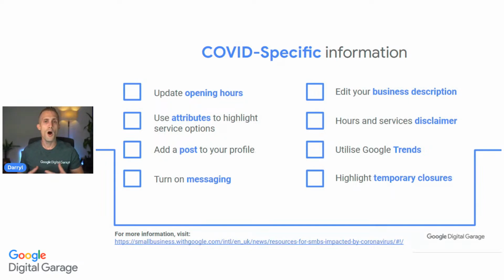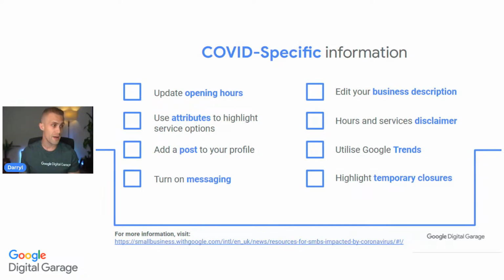For example, your opening times may have changed and may vary, or maybe the previous company that you claimed the business from had those times listed, with specifics around COVID and timings, or around the business description, or whichever it may be. But even if it isn't COVID-specific information, we should start thinking about updating those opening hours as much as possible, using attributes to highlight service options. And I'll be talking more about that in a second.